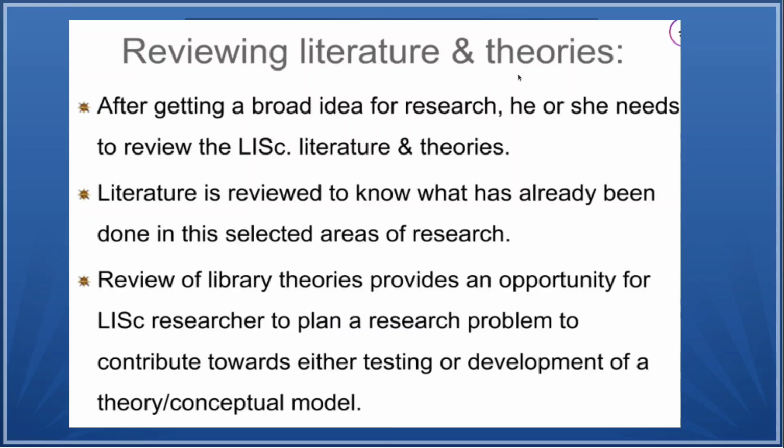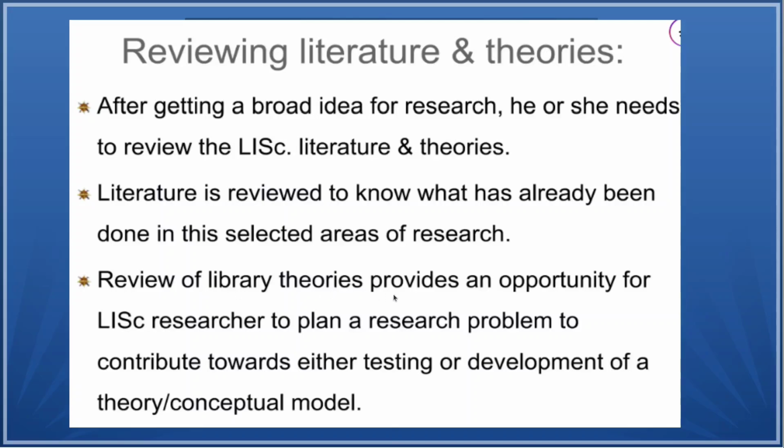Next, reviewing literature and theories. After getting a broad idea for research, he or she needs to review the literature. Literature is reviewed to know what has already been done in the selected area of research. After you select a topic, for example, a library and information sciences related topic, you do a literature review to know what research has already been done. First, identify that.